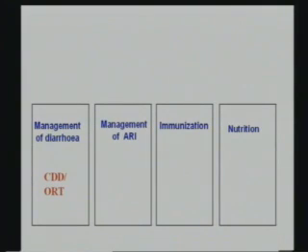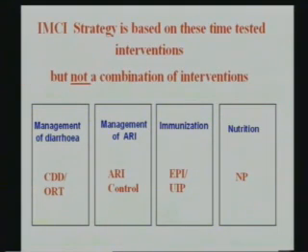There are programs, like for management of diarrhea, we have programs like Control of Diarrheal Diseases, CDD, and the Oral Rehydration Therapy, ORT, program. For management of ARI, we have the ARI control program. For immunization, we have the Expanded Program on Immunization and the Universal Immunization Program. For nutrition, we have the nutritional program. But these are vertical, separate programs, time-tested interventions. They are perfect, but they stand separately from each other. There is no coordination, there is no integration.